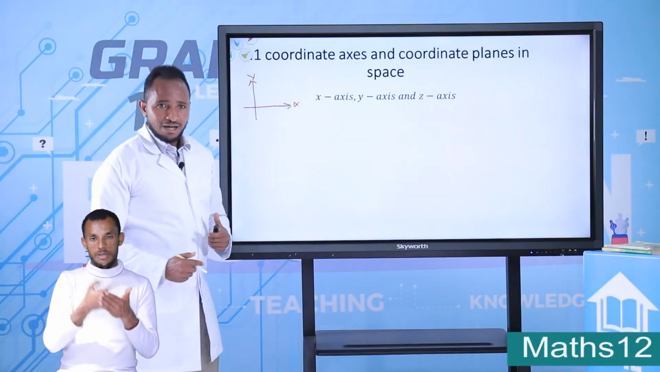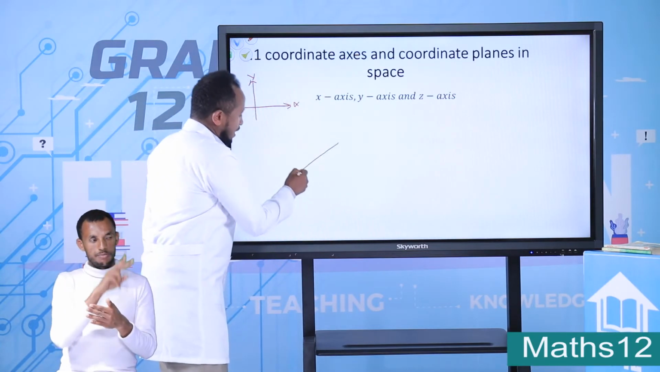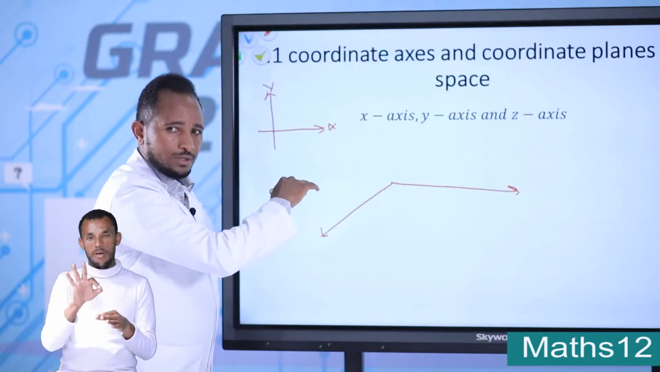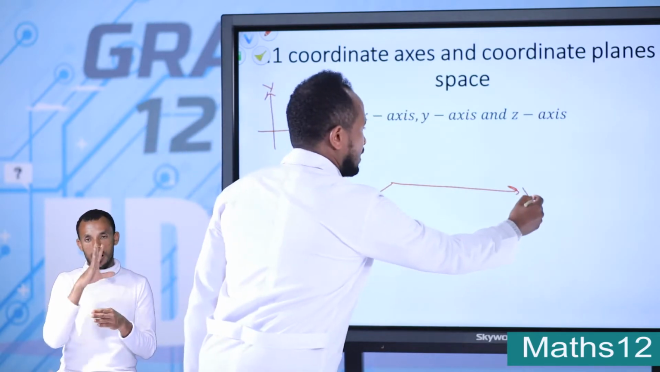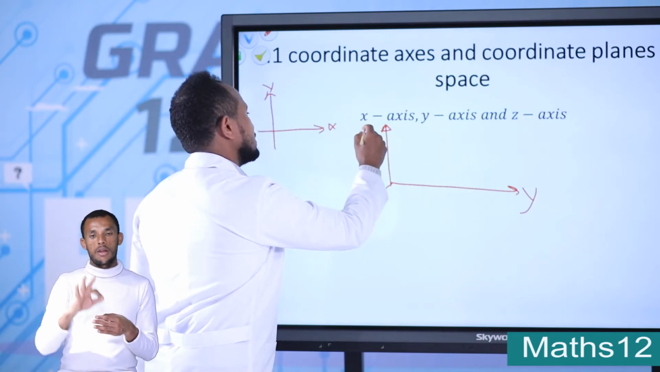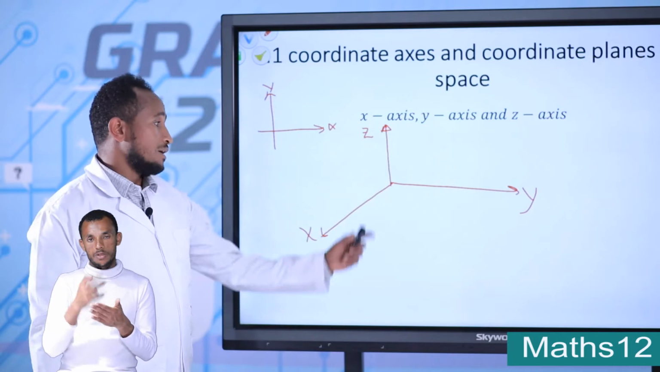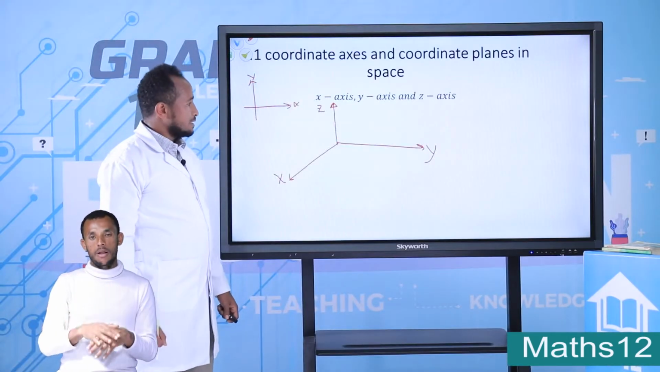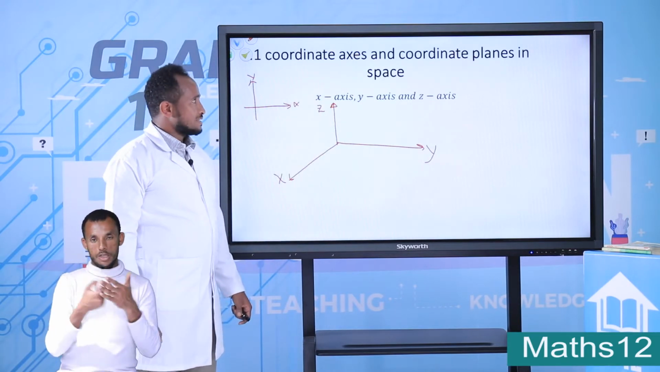So these axes are just drawn like this. Most of the time, we put the x and y axes on the horizontal plane. So this is the x-axis, this one the y-axis, and we have here the z-axis, an additional axis. These three axes are mutually perpendicular. And let's try to visualize these coordinate planes.